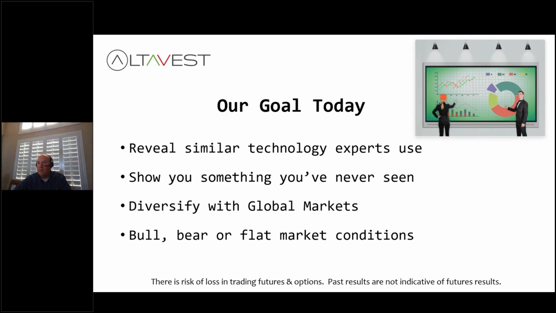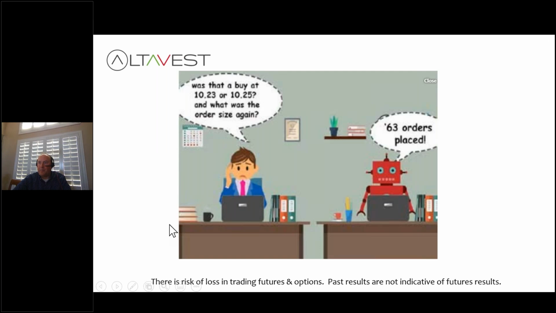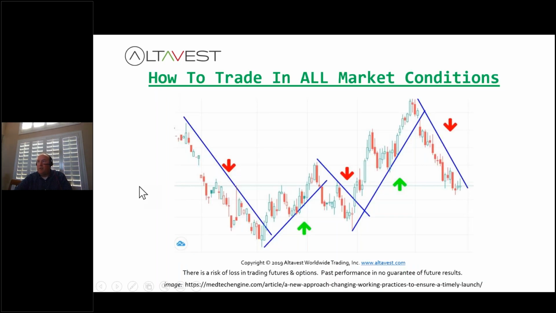We have a lot of material to cover, but we're going to look at technology experts use and something you've probably never seen, how we can diversify with this technology in various market sectors and strategies for up, down, or even non-directional markets. The whole idea is to avoid being this poor trader here, struggling with orders and what to do. You'd like to use technology to make life easier. That's the whole point. How do you trade in all these various market conditions? Trade the chop, so to speak. That's a lot of what we're going to talk about.